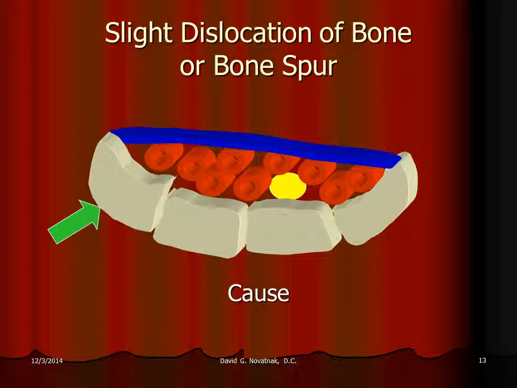Some carpal tunnel is caused by a slight dislocation of the bone or a bone spur. In this picture, this bone is out of position compared to the rest of them, and it starts to narrow the carpal tunnel down, again putting pressure upon the wrist. This bone has to be adjusted or therapy done on it to get it back into place.